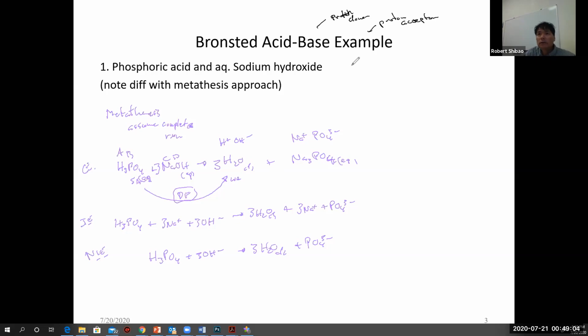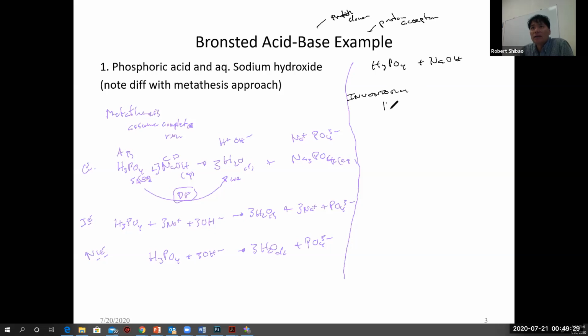Now, for the Bronsted-Lowry, we do it a bit different. So let's take a look. For the Bronsted-Lowry approach, we do an inventory. So we have phosphoric acid and sodium hydroxide. And so the first step is to inventory what's present.